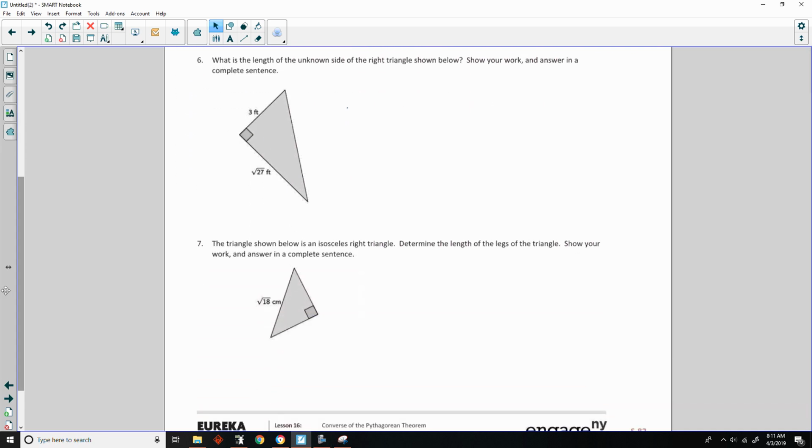Number 6. What is the length of the unknown side of the right triangle shown below? Show your work and answer in a complete sentence. So in this one, the side opposite the right angle, we would always call C. So we're going to let C be our hypotenuse, and we're going to write the formula. A squared plus B squared equals C squared. A squared is 3 squared. B squared is the square root of 27 squared. Equals C squared.